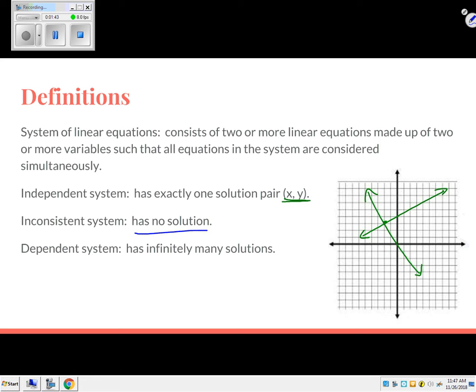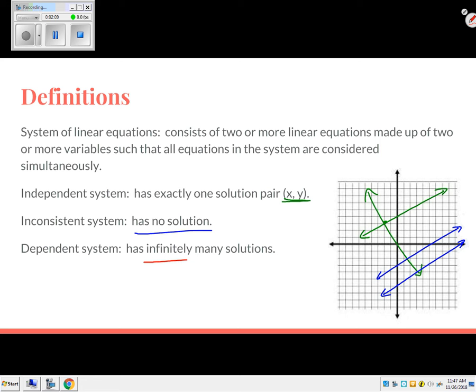Well, if it's inconsistent, it has no solution. How do I make it so two straight lines have no solution? How do I make it so two straight lines do not cross? Parallel lines. So I'm going to have an inconsistent system whenever my lines do not cross, meaning that they will have the same slope, but a different y-intercept.